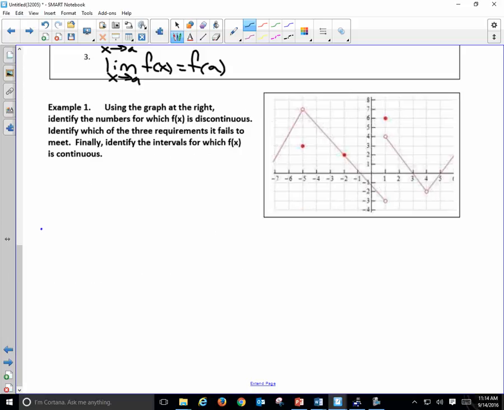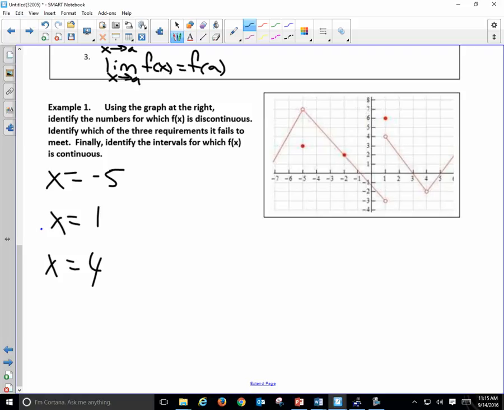Let's look at this graph. Can you tell me the x values for which this function is discontinuous? -5, 1. Good. Now what we're going to do is we're going to state the reason why they are discontinuous. Which one does it fail to meet? And so I always start with the very first definition. Those 3 definitions up there, you have to know those for the test, okay? Because you have to know them if you're going to be able to identify this. Make sure you know them.